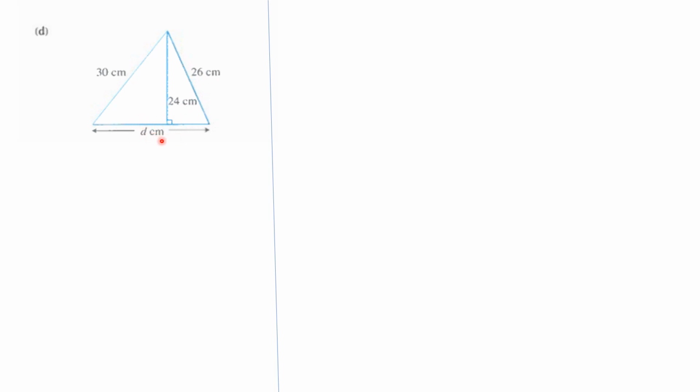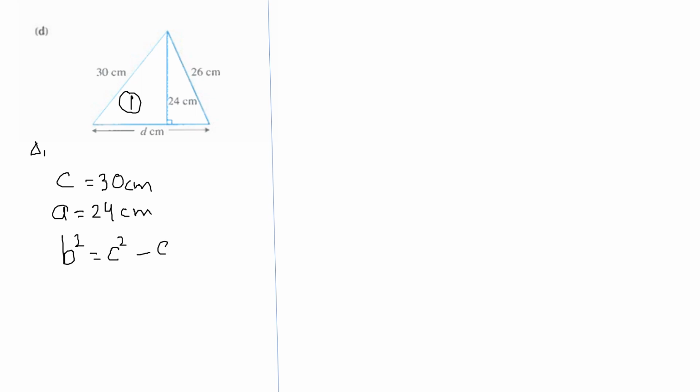We will add them up and it will give us D. Let's do it. In the first triangle, triangle 1, we have C as 30 centimeter and A as 24 centimeter. Now let's solve for triangle 1 first. We need B here. B squared is equal to C squared minus A squared, and I can write it as 30 squared minus 24 squared, and 30 squared is 900, minus 24 squared which is 576.